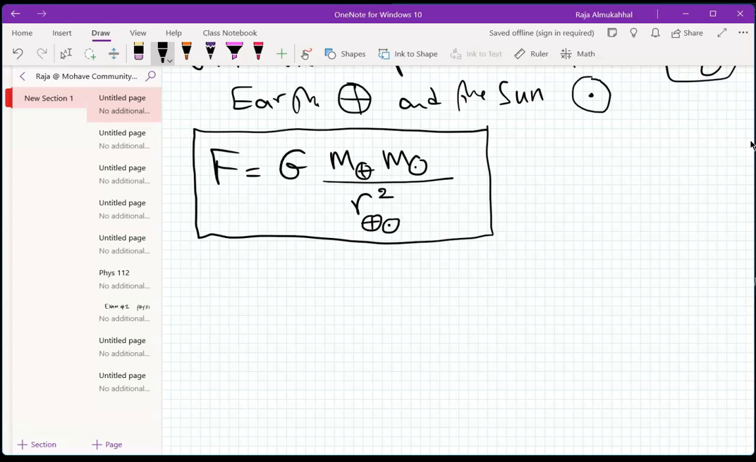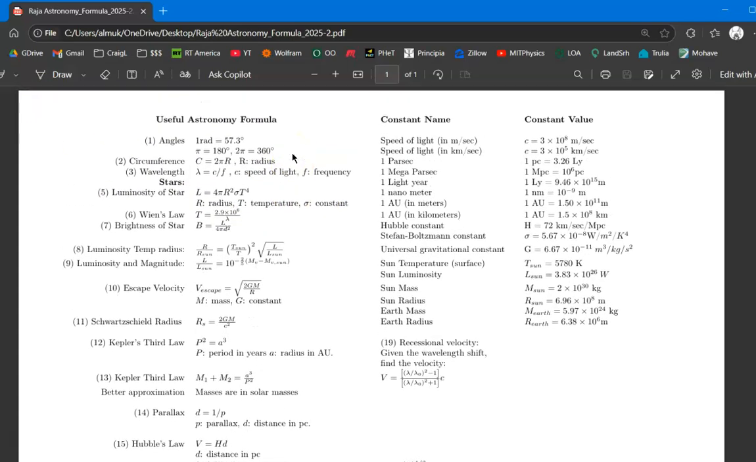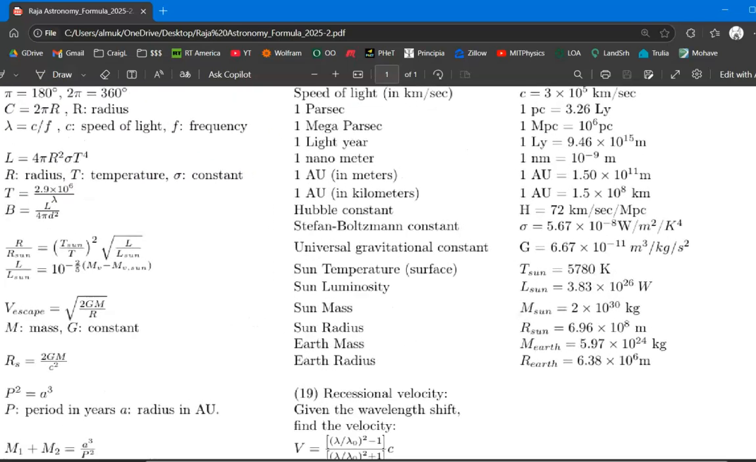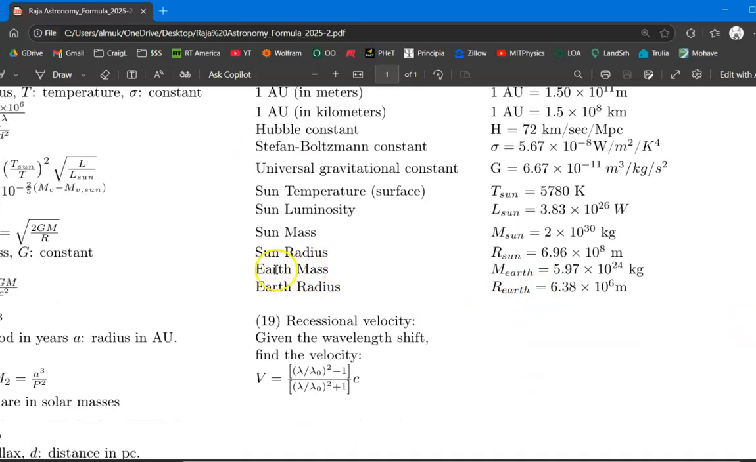Now we can go back to your book, you can go to Google and just put in something like the mass of the Earth, or you can go back to the formula sheet. Let me show them to you on the formula sheet first. Go back to your formula sheet. If I were you, I would download it and put it on your desktop so it's always handy. In the formula sheet, at the bottom right here, you have Earth mass, roughly 6 times 10 to the 24.